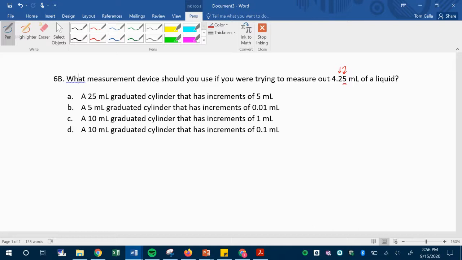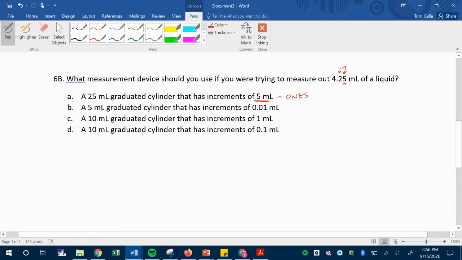Now, remember when we say confident, that means that the increments that are listed on the device go by that amount. So with that in mind, let's look at our first one. A 25 milliliter graduated cylinder that has the increments of 5 milliliters. Nope, these increments are too big. So for this one, we would be estimating to the ones place.